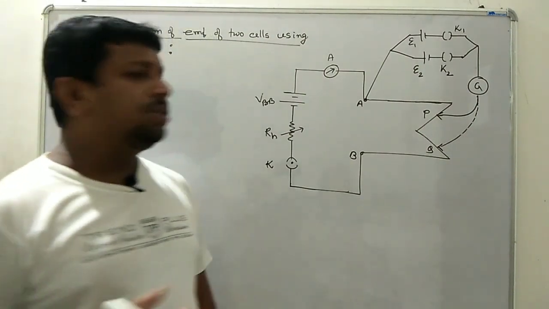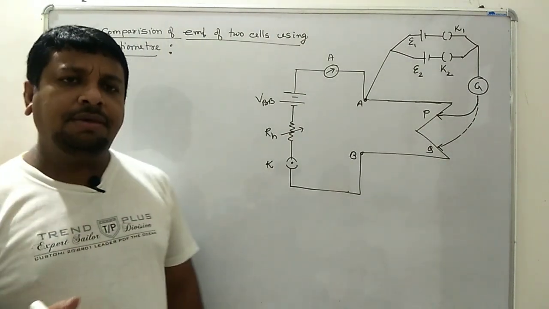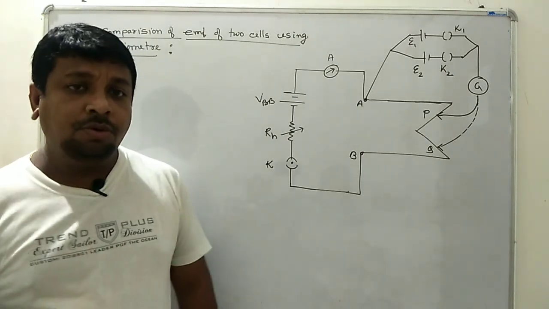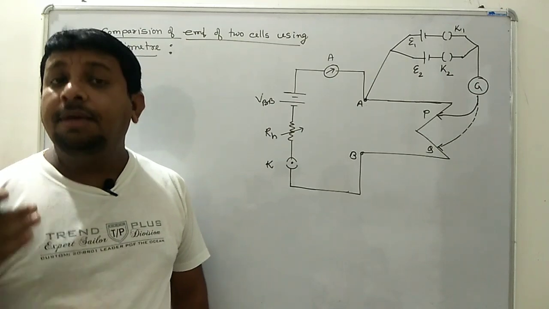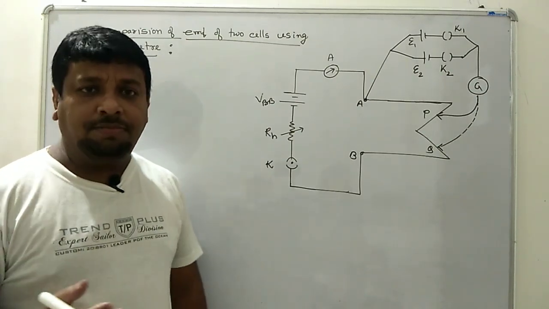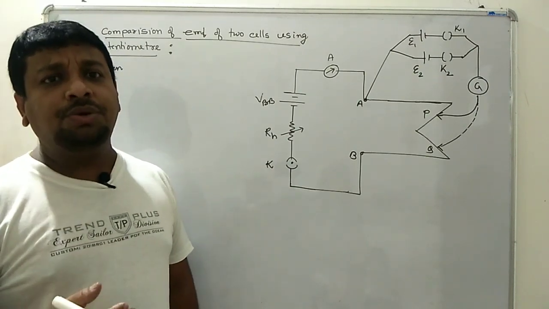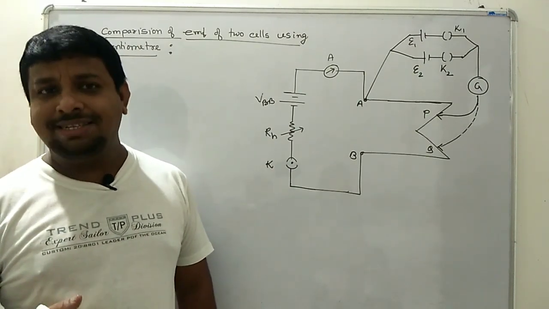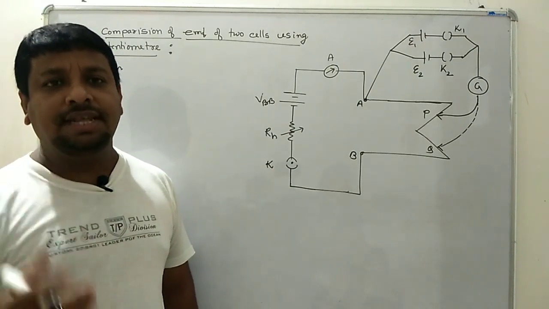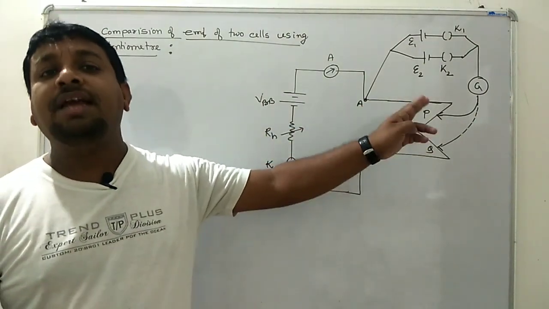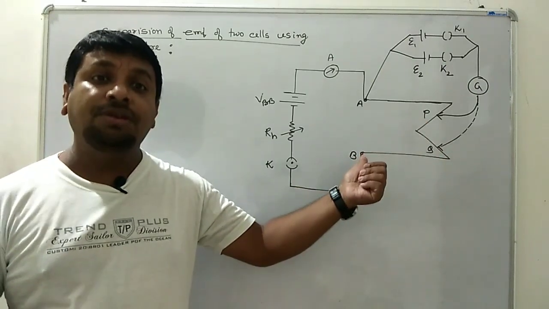Here we consider two cells whose EMF is to be compared by using potentiometer. So we connected two cells having EMF E1 and E2 with galvanometer, as shown in figure.